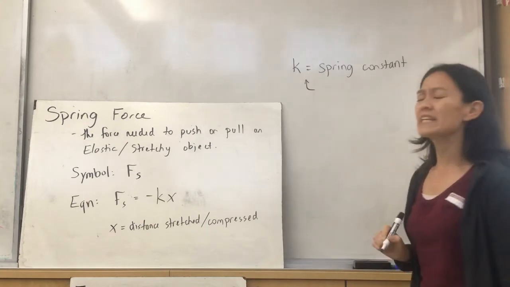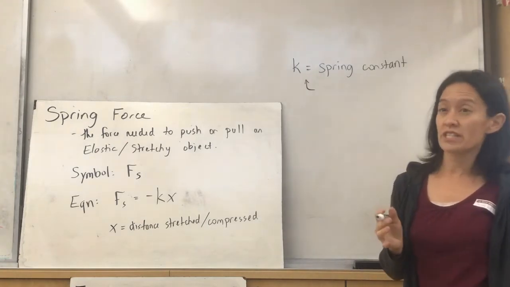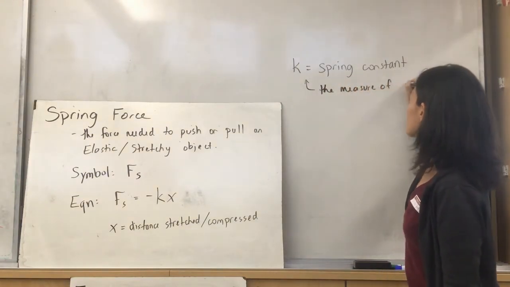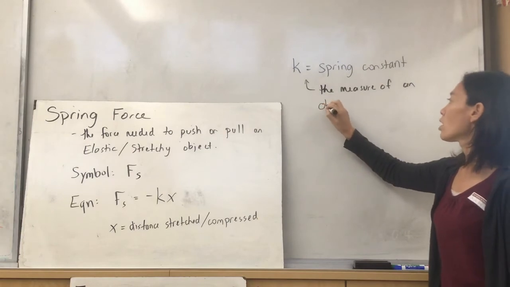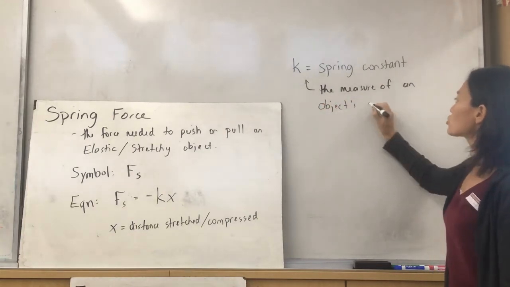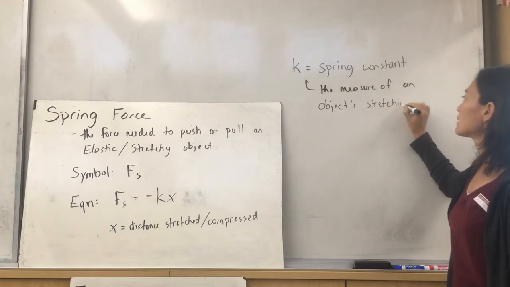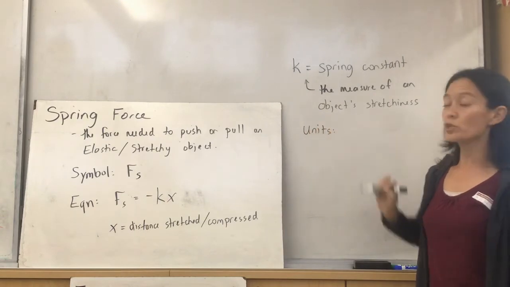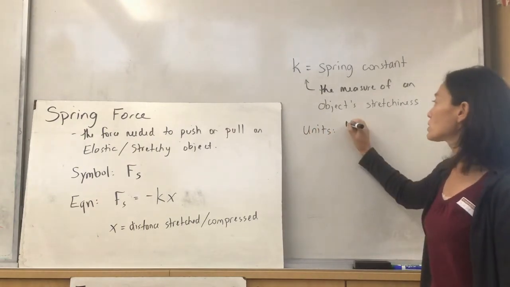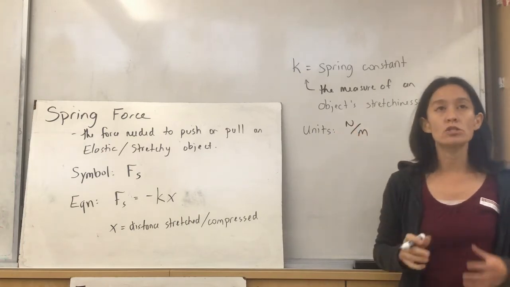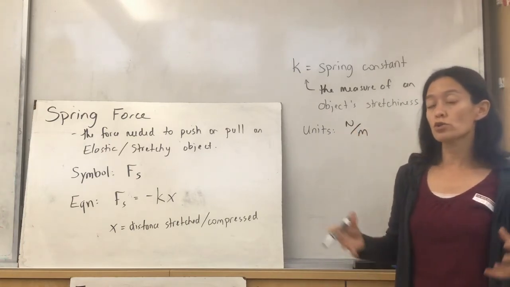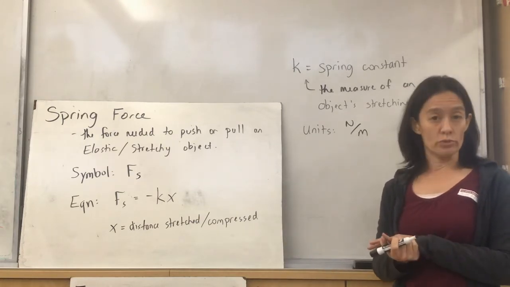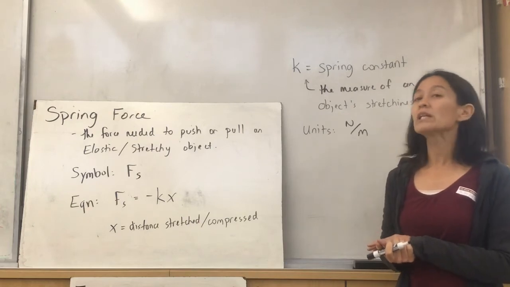Essentially, it is a measure of the stretchiness of an object. The units for the spring constant are newtons per meter. So it takes a certain number of newtons to stretch it a meter. If it doesn't take a lot of newtons to stretch it a meter, it's got a really low K value.